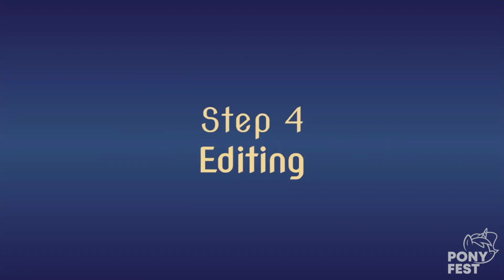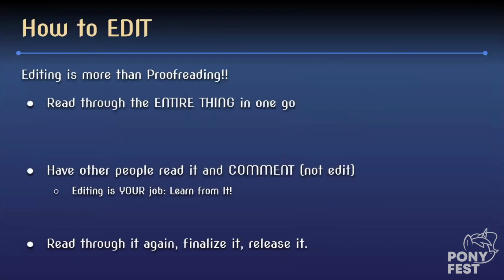So the fourth step is, now that you've got all this prose written out, this whole story written out in this messy prose, you go on to editing. I say editing and not proofreading because editing is more than proofreading. And this is really important, and a lot of people miss this. Editing isn't just going through and looking for grammatical or spelling errors.